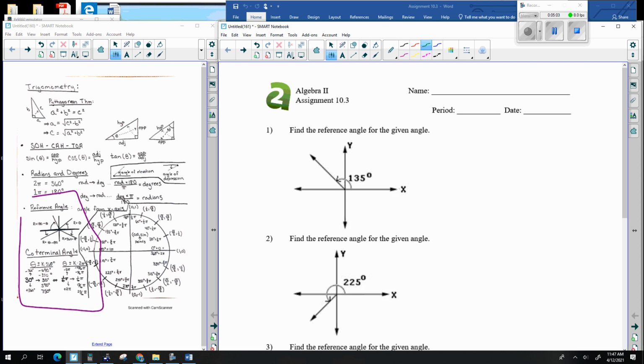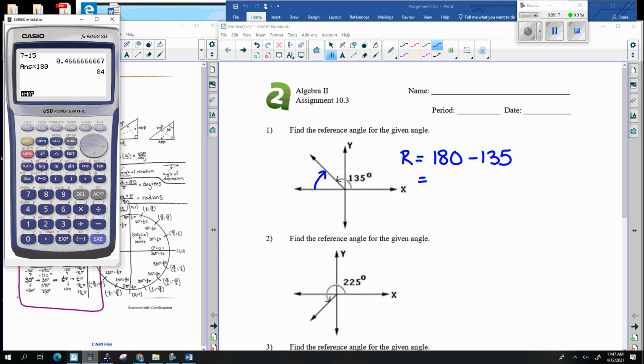All right, so here we go. What is the reference angle? So here is the reference angle right here. In this situation, that would be 180 minus the angle. So this reference angle is whatever 180 minus 135 is. 45 degrees.